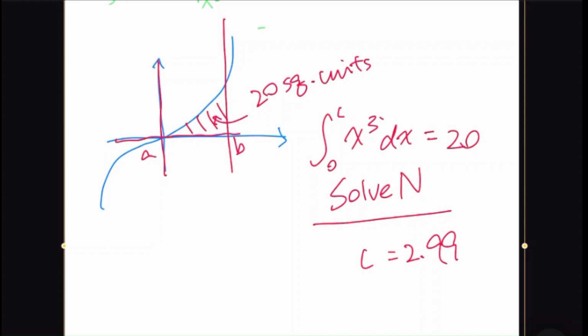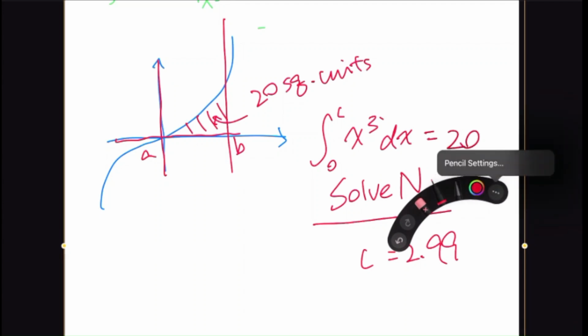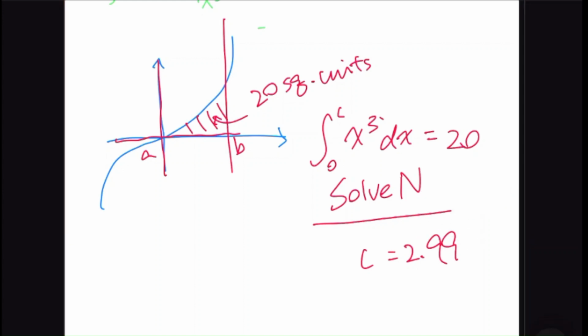One thing you could take note of is that I specified that c had to be bigger than 0. That way, we didn't have to think about the possibility of c being on the other side, in which case negative 2.99 would have worked as well.